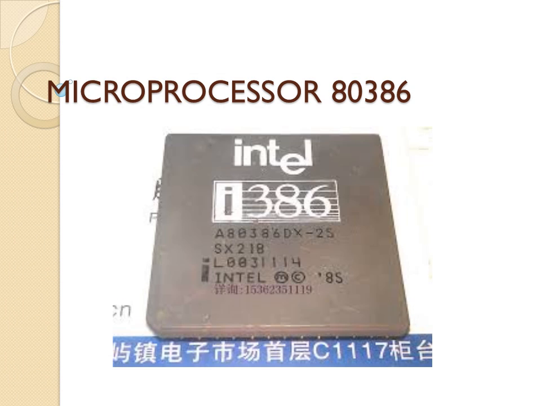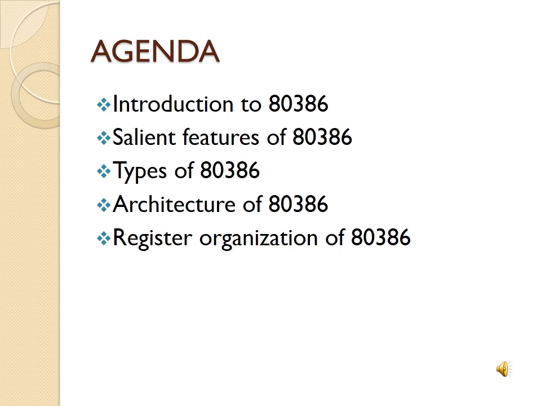Hello friends, let's know about microprocessor 80386, the third generation Intel microprocessor. Our agenda is to know salient features of 80386, types of 80386, architecture of 80386, register organization of 80386.